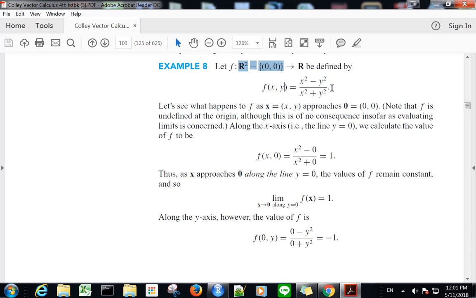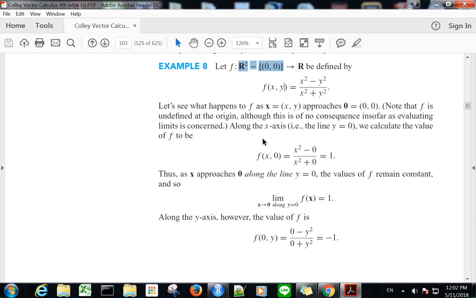Okay, so let's start to explore this. Let's see what happens to f as x approaches (0, 0). Note that f is undefined at the origin, although this is of no consequence insofar as evaluating limits is concerned. So even though (0, 0) isn't in the domain, we can still talk about limits getting close to (0, 0). Now we're going to consider different paths getting close to (0, 0).